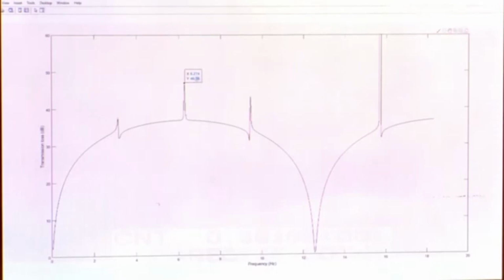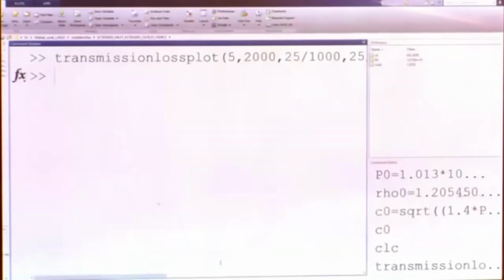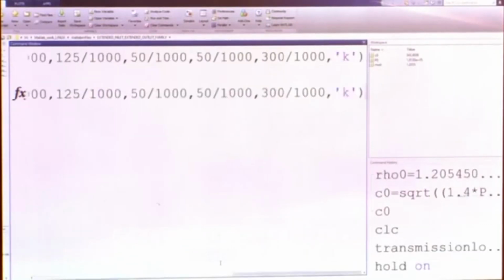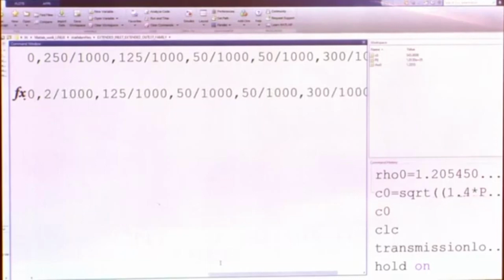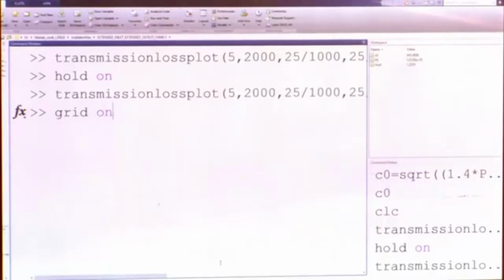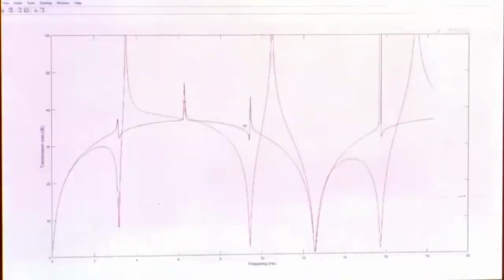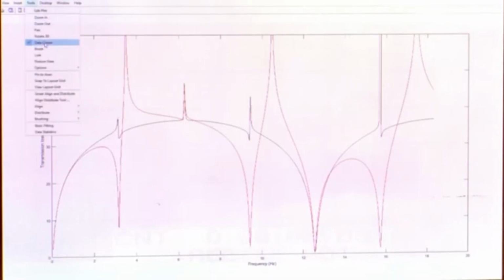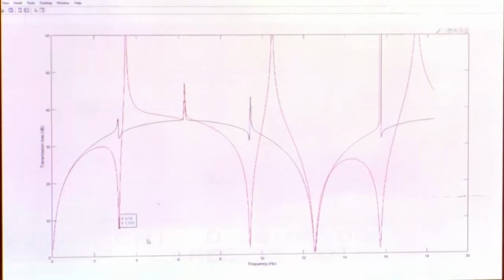So, what we will do is keep this figure as it is. Both the extensions at the inlet and outlet have been tuned, and we will now purposely mistune, or consider a non-tuned extension. Let us say we put 225. Let us put the grid on so we can look at the grids, and you see we are getting a trough here.